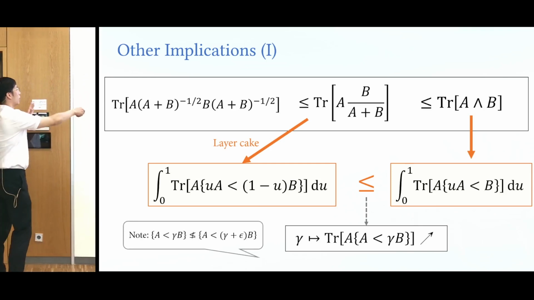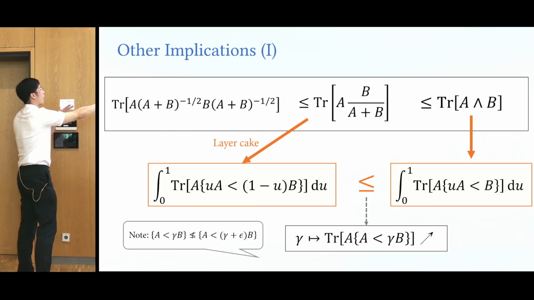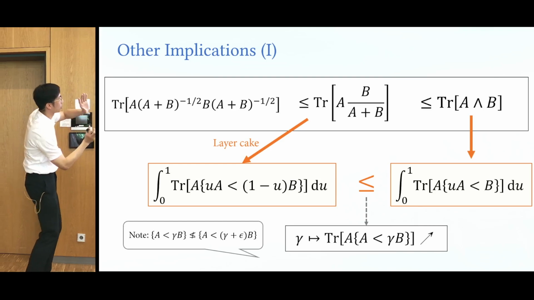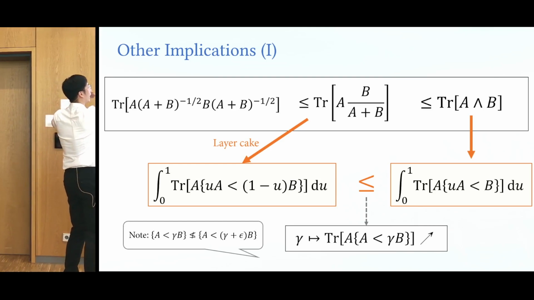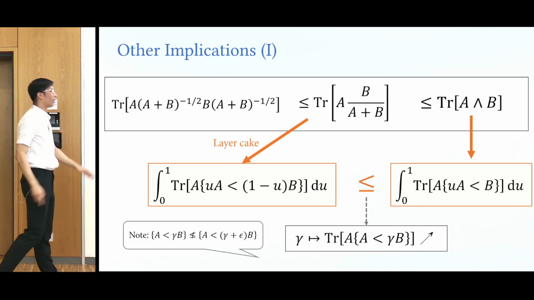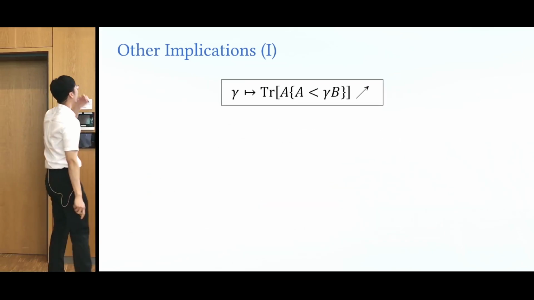It's not obvious because projection-wise, it's not monotone, because the eigenspace changes. But if we multiply both sides by A and take the trace, it's monotone. And it's interesting, and let's see this more.